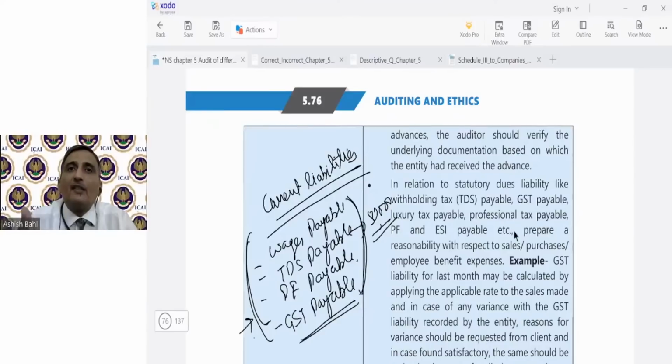Say determination of this amount of TDS payable, whether it is proper or not, whether at the rate at which this provision was required to be made, whether it is complete or whether some short provision has been made. So it may so happen that TDS was required to be paid on some item at the rate of 10%, but say the provision has been made at the rate of 1%. So this is how you verify various items of current liabilities.